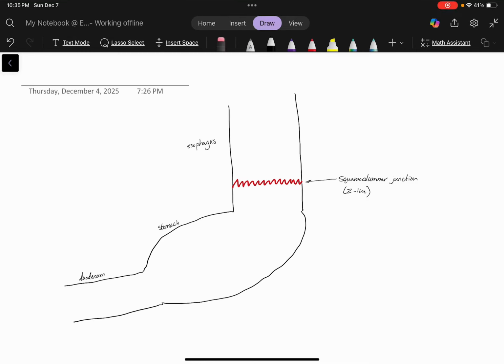Hey everyone, today we're going to be talking about Barrett esophagus. I've drawn the esophagus here along with the stomach and the duodenum, and as you can see here, the red squiggly line that I've drawn is the squamocolumnar junction.